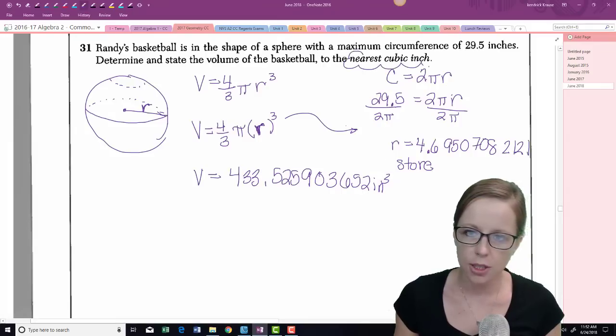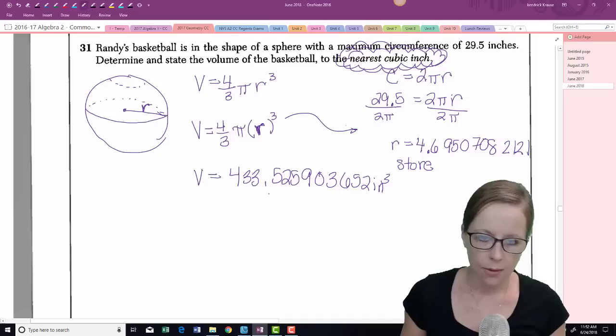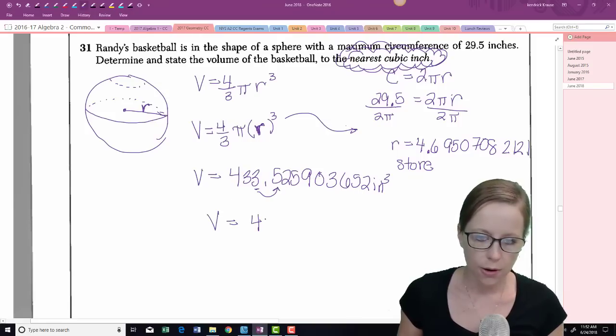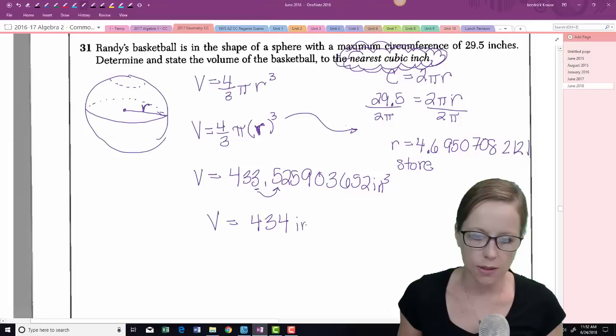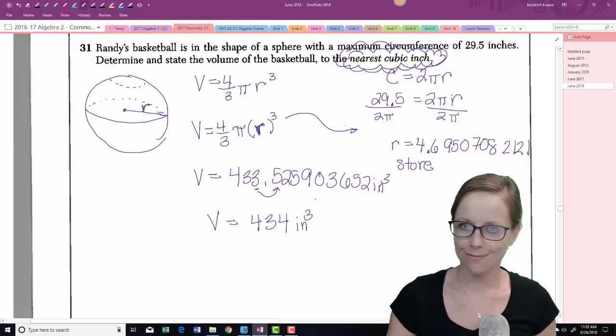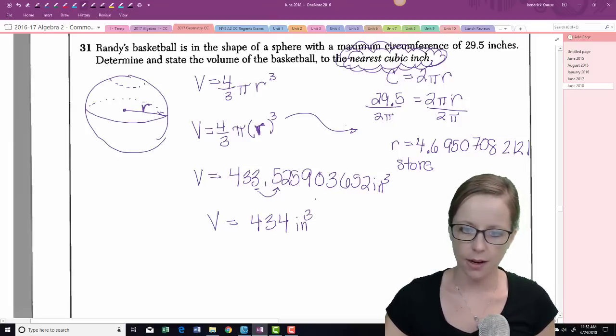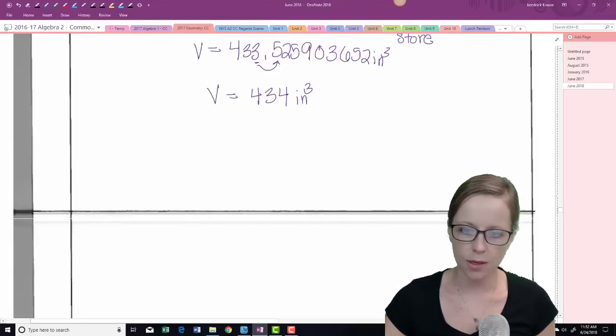I'm going to go back up here. It said to the nearest cubic inch. So I want to end here, so I look at this one. 5 tells me to raise, so 434 inches cubed. Fabulous. All right. Let's move on to the next one.